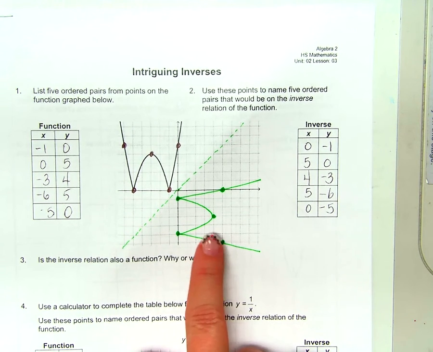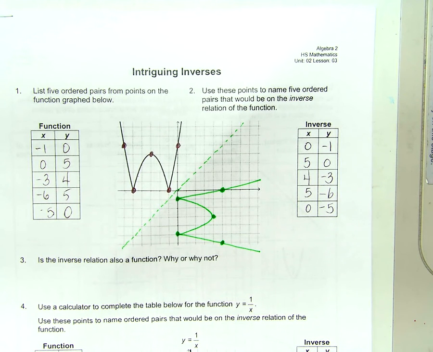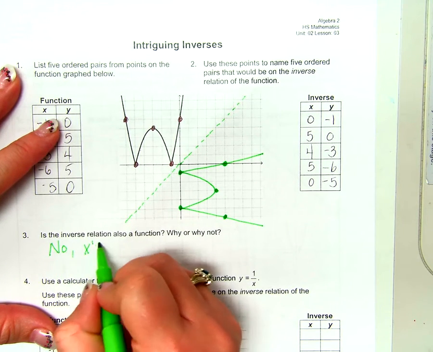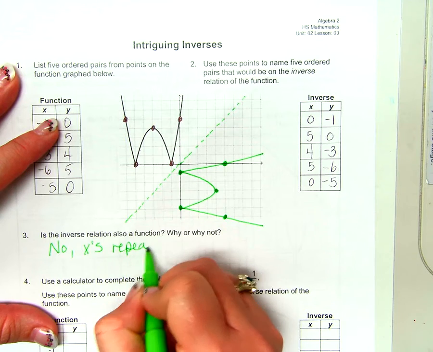Is this a function? No. I'm hearing yes and I'm hearing no. It's no. Why is it no? They've got repeating x values. No, it fails the vertical line test. They don't pass the vertical line test.